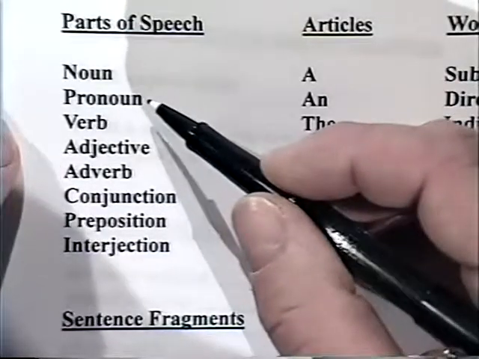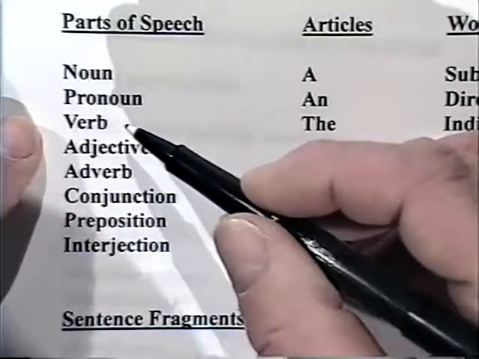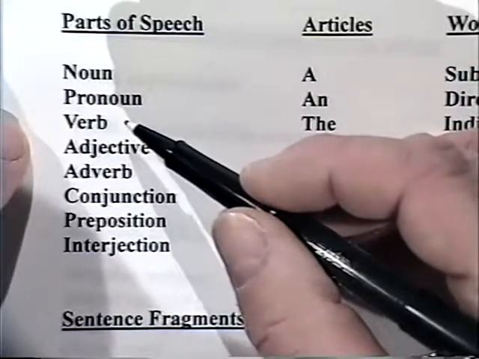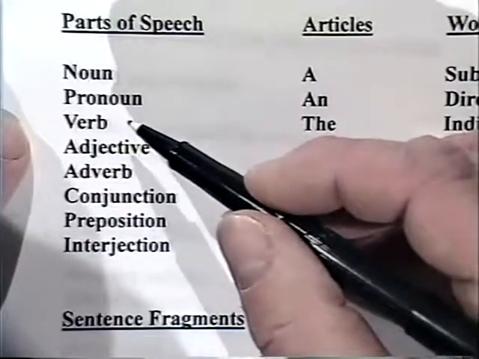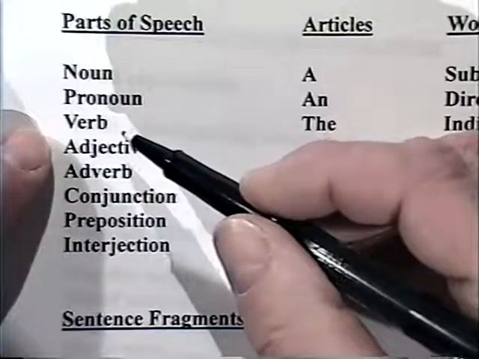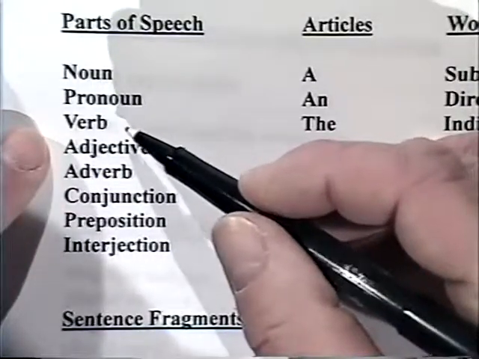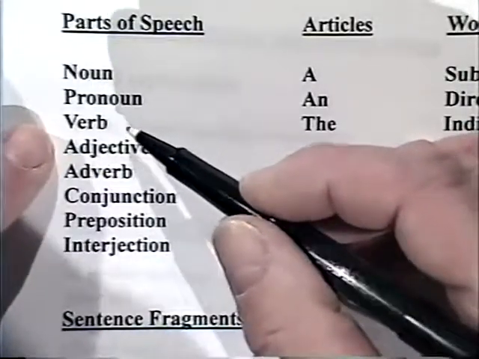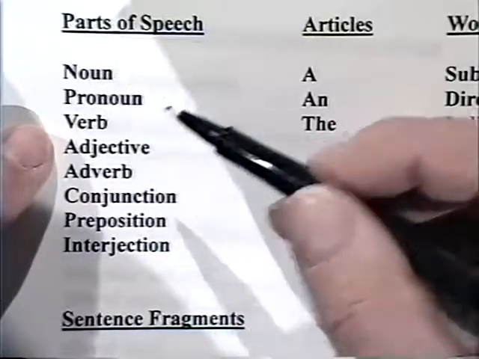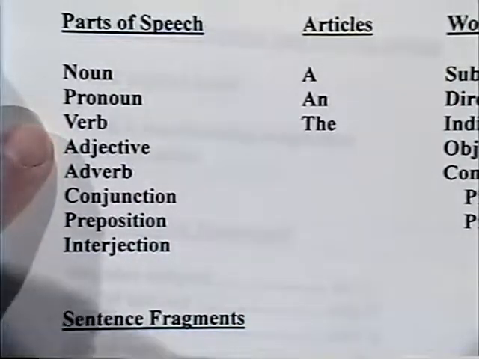Those would be pronouns. Then we have verbs. We discussed 2 kinds of verbs. We have action verbs, run, jump. We have what we call linking verbs, or another label would be state of being verbs, which would be like is, are, have, has, and so forth. They join, link, or connect the subject with the rest of the sentence.